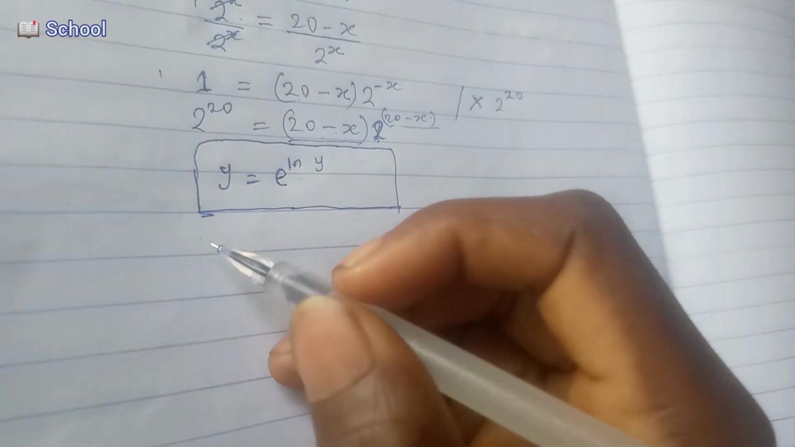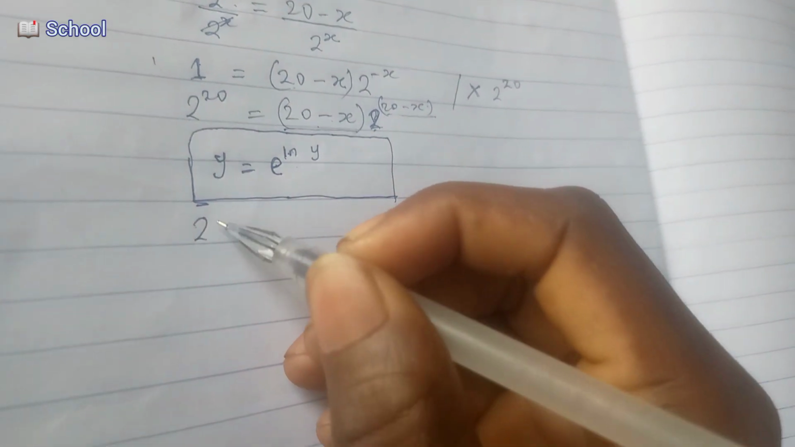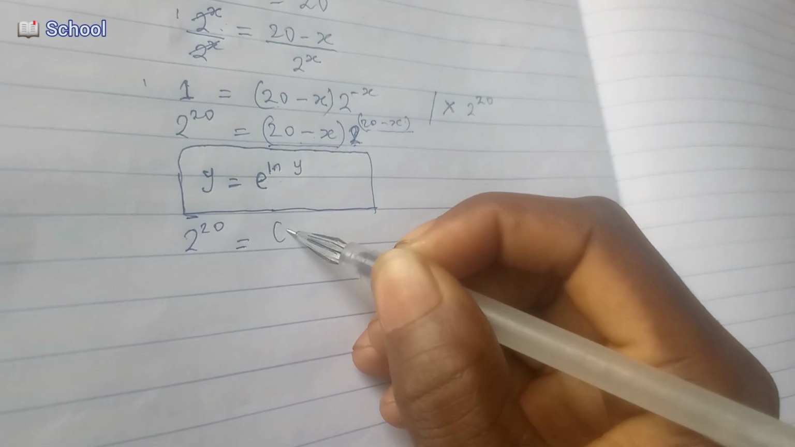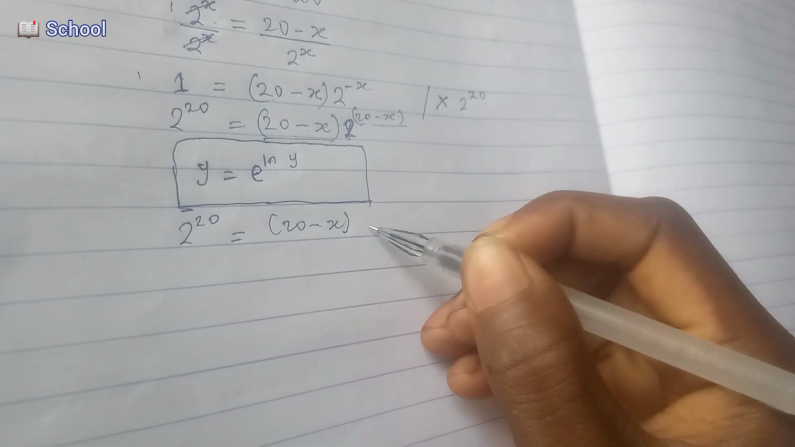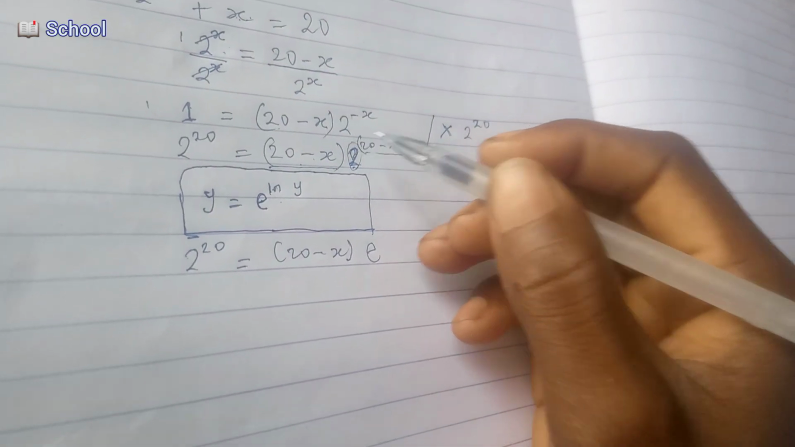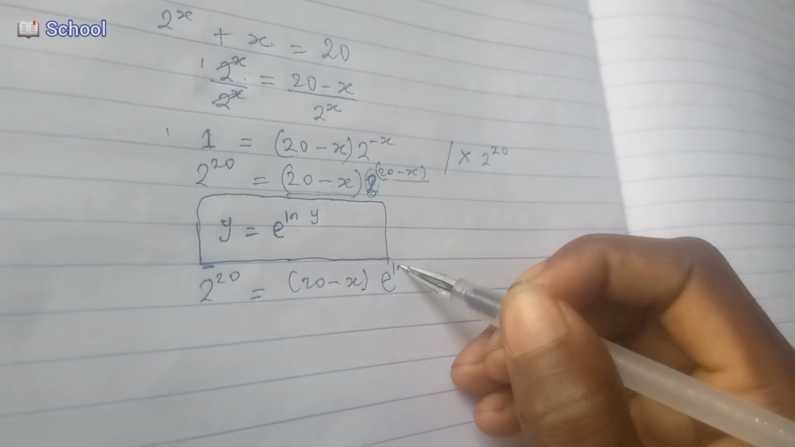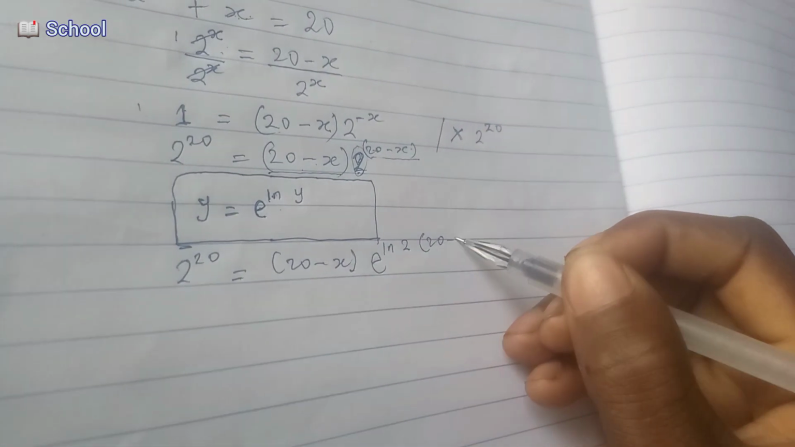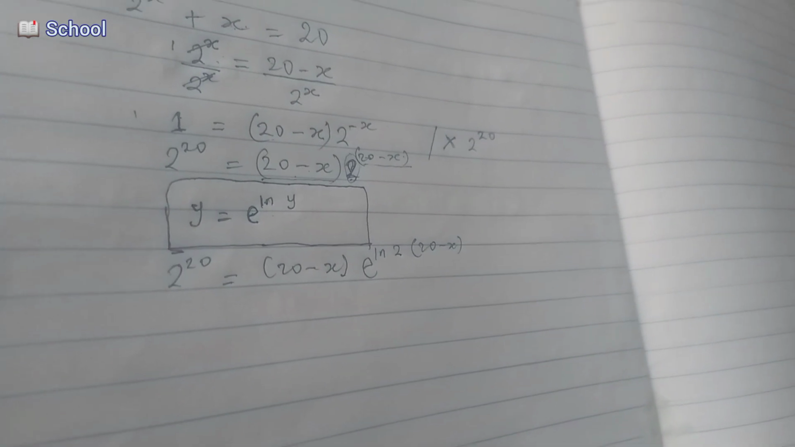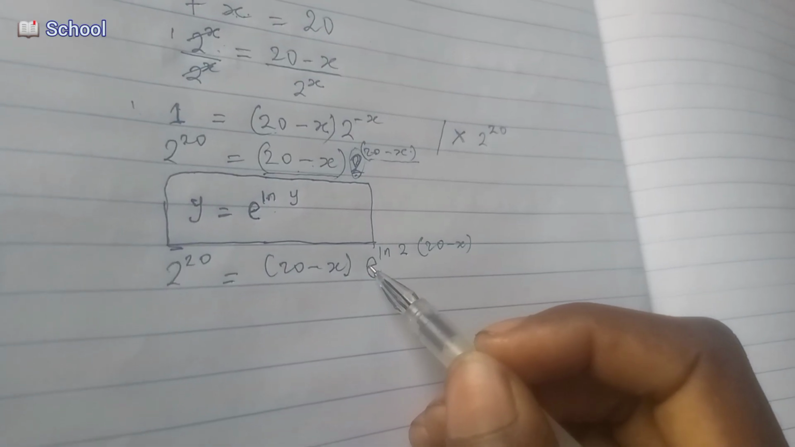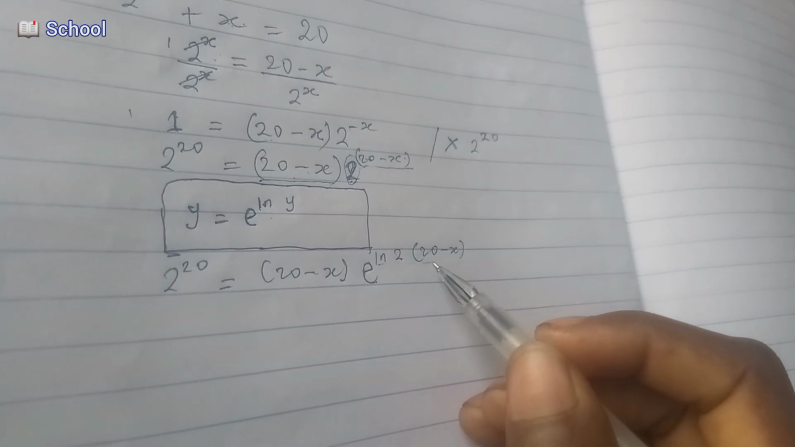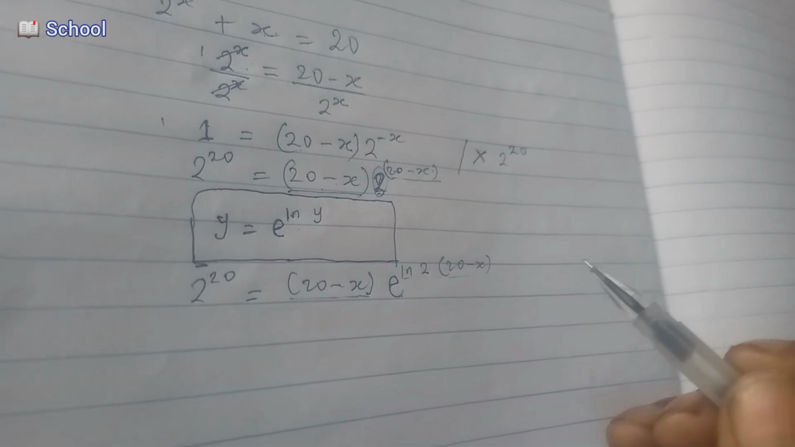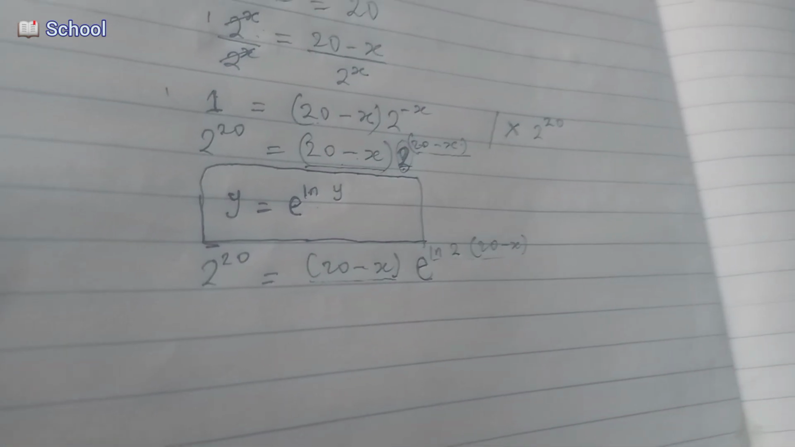So now I'm going to write it in that form. The left hand side remains the same: 2 to the power 20 equals (20 minus x) times e, now this 2 we are changing to this form, it will be e to the power of ln 2, and then put in brackets everything that is here, 20 minus x, right? Now you can see this side is now e, but this up and this down are no more the same, so we can't apply the Lambert W function. We still need to do something else.